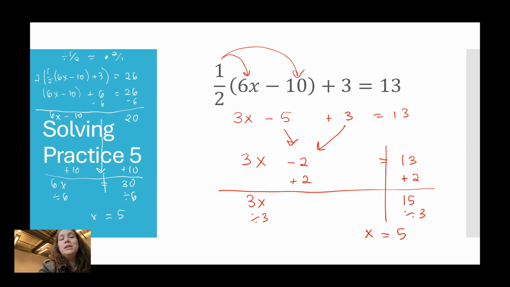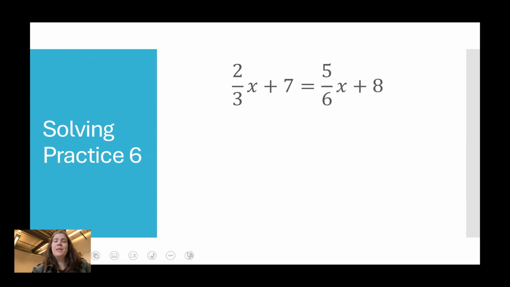This practice is called clearing the fraction, when we multiply by 2 to get rid of that 2 in the denominator. You never have to solve by clearing the fraction, but it does sometimes make your life easier. For example, look at this gross problem. So many fractions. So the first thing I would like to do is get rid of these fractions.